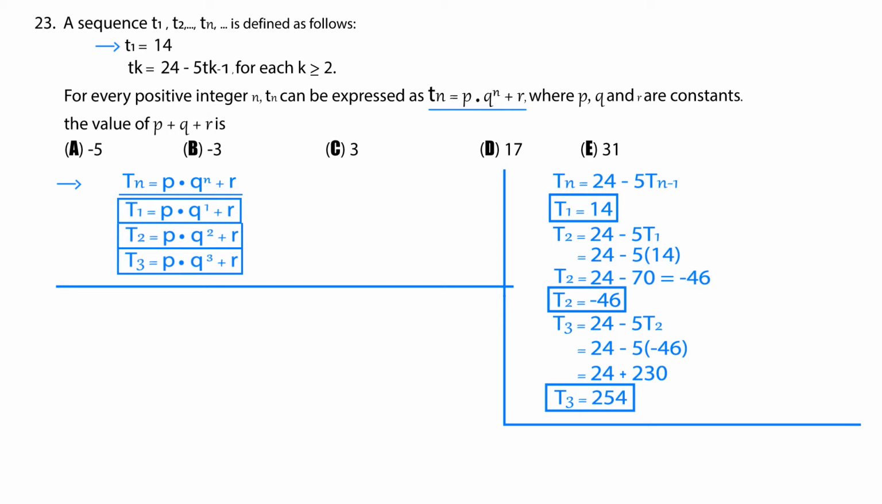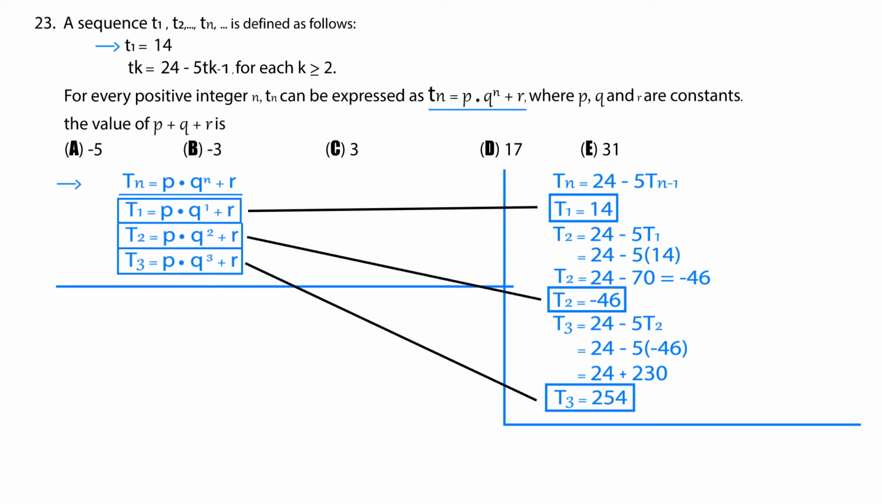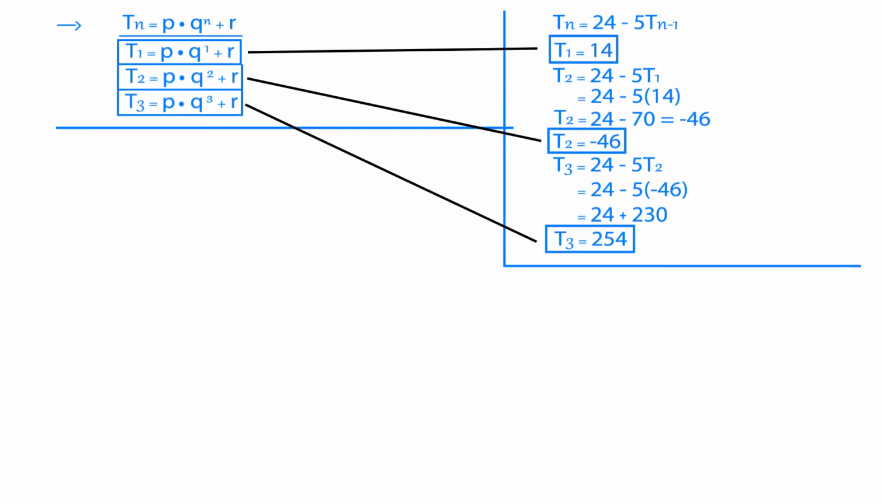And I think at this point you kind of know what's going to happen. We're going to set these equal to each other, and we will try to solve for p, q, and r. And I think we can because we have 3 equations, 3 variables, and that is usually the recipe. So let's go with t1. We got t1 is 14, and that is equal to p times q plus r. The next one is t2, which is minus 46, is equal to p times q squared plus r. And finally, we have 254 is equal to p times q to the power 3 plus r.